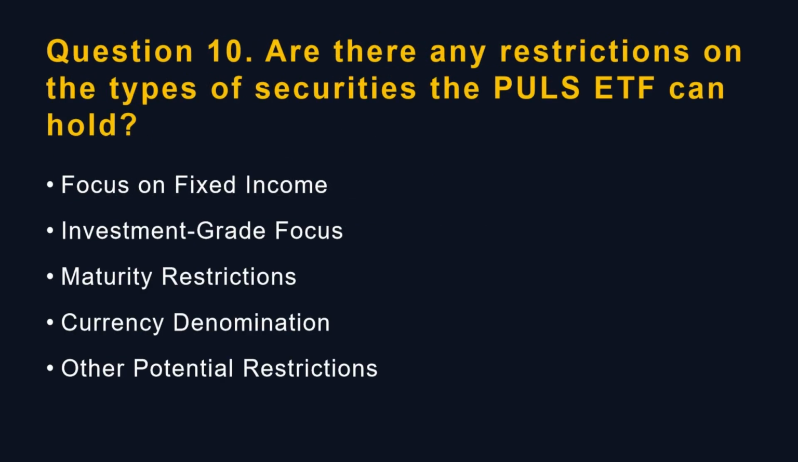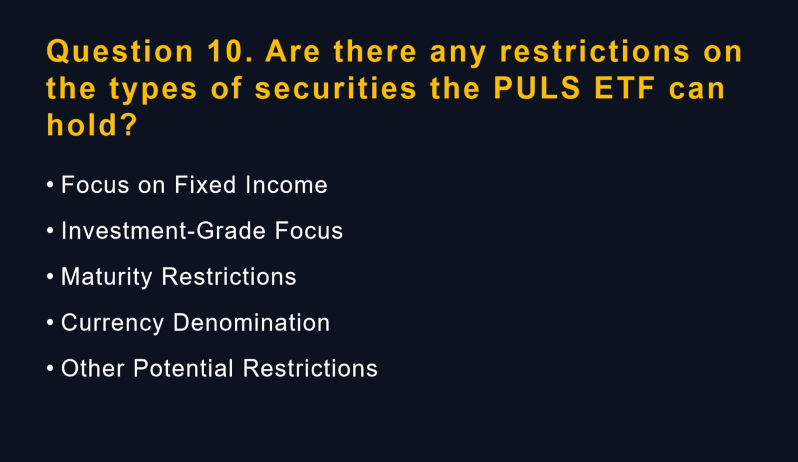Question 10. Are there any restrictions on the types of securities the PULS ETF can hold? Yes, there are some restrictions on the types of securities the PULS ETF, PGIM Ultra Short Bond ETF, can hold. These restrictions are outlined in the ETF's investment objective and prospectus. Here's a breakdown of the key limitations.